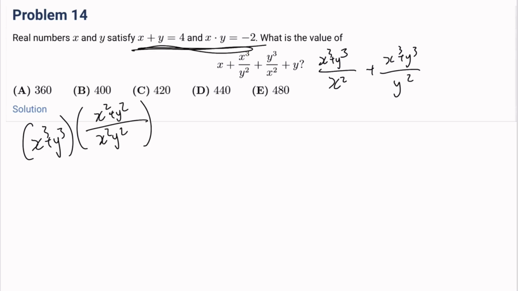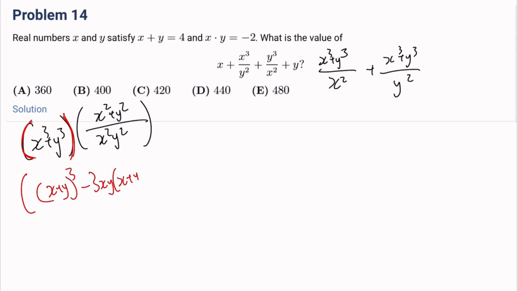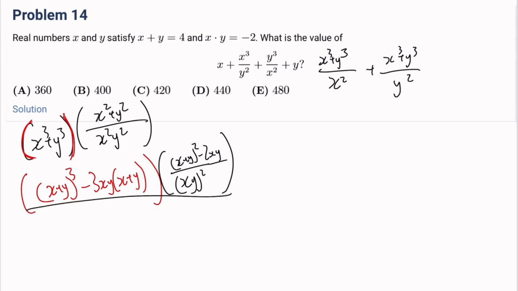And since we know these things, we can separate this now. And so this will become, I'll put this in red, x plus y cubed minus 3xy times x plus y, right? And then this multiplied by xy squared, because that's x squared y squared, plus x squared plus y squared, that is just x plus y squared minus 2xy, correct? And since we know everything in this, we can just plug them in there, right?